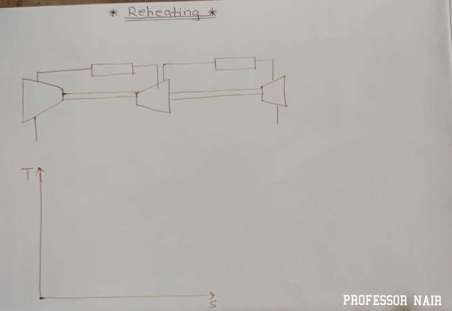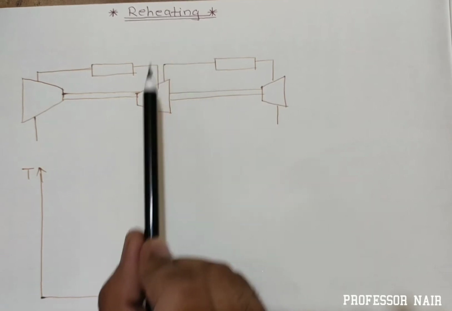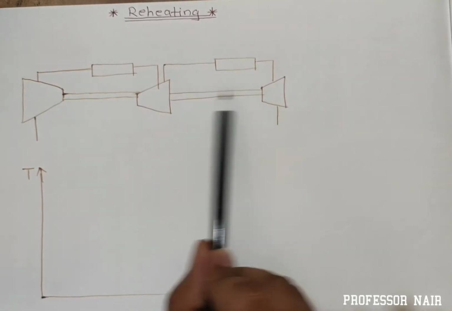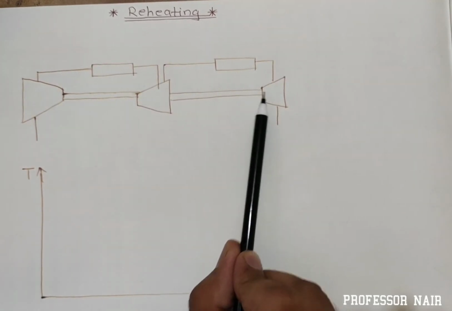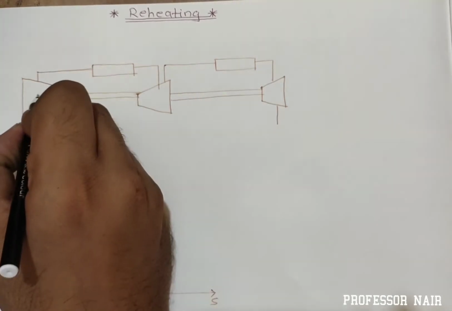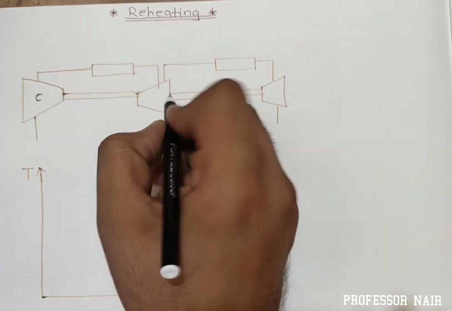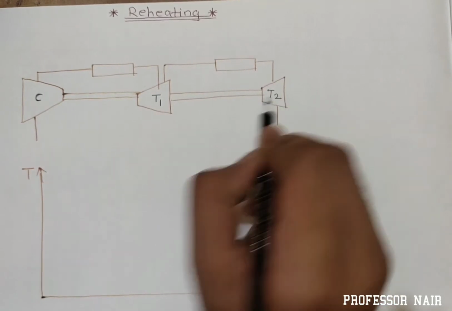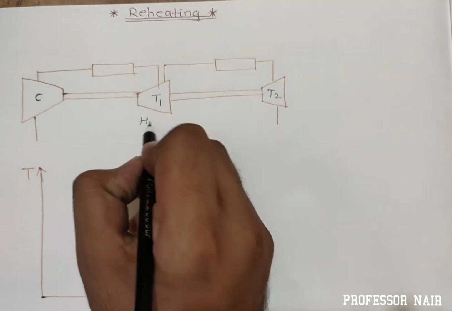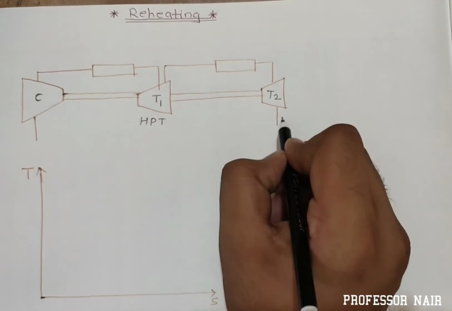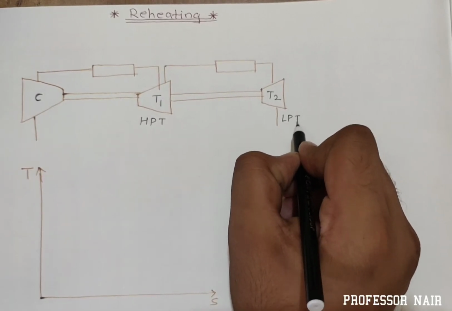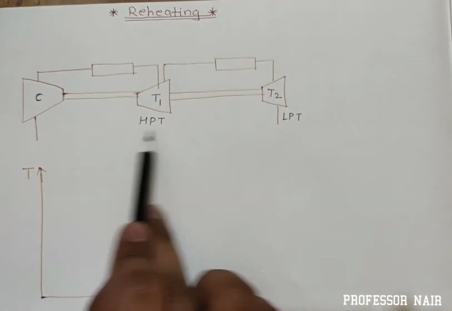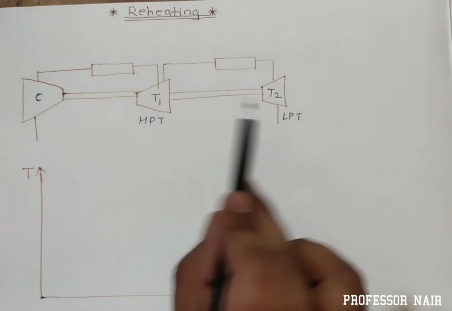So in reheating, as you can see, we are going to use two turbines, right? I will name it first of all compressor, turbine 1, and this would be turbine 2. Specifically, I will call them the high pressure turbine and the low pressure turbine. So instead of using only one turbine, I am going to use two turbines.